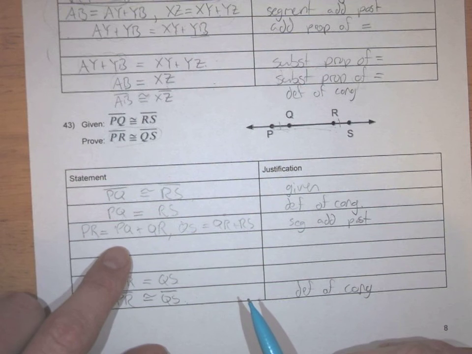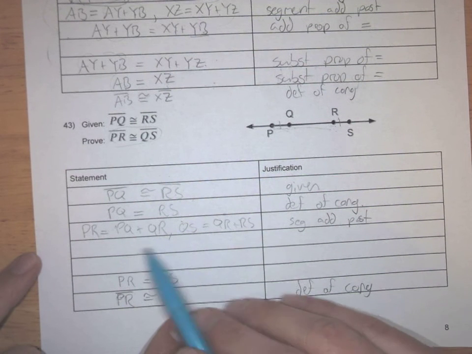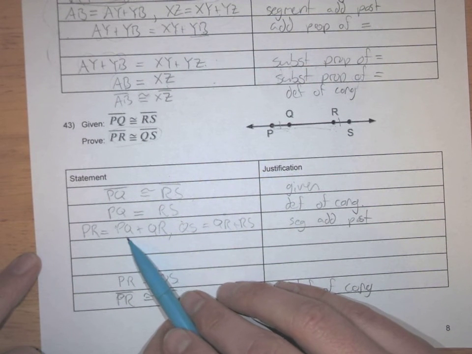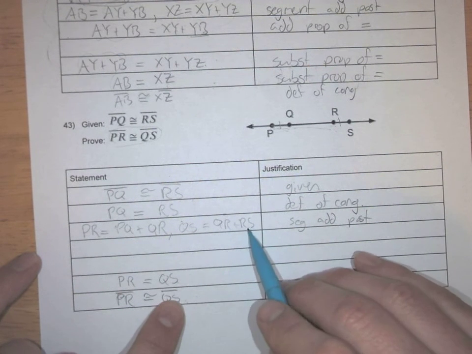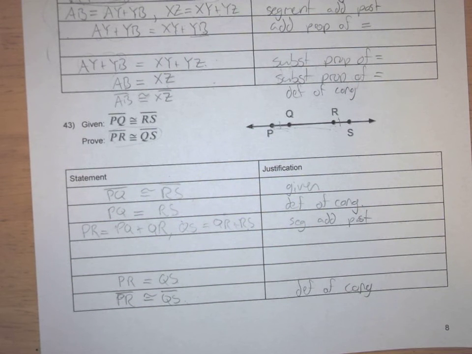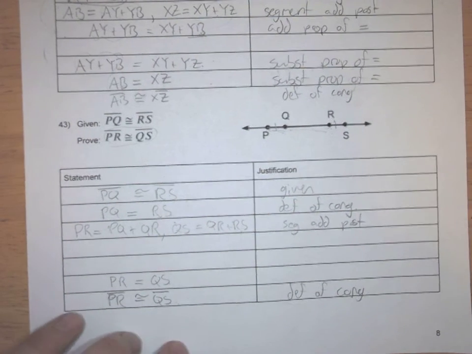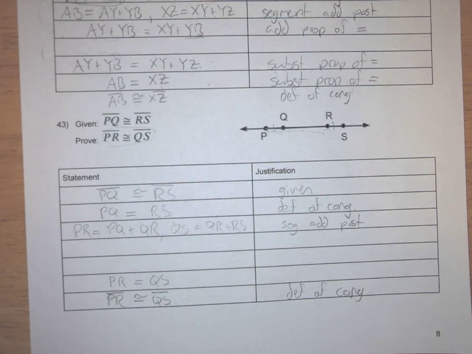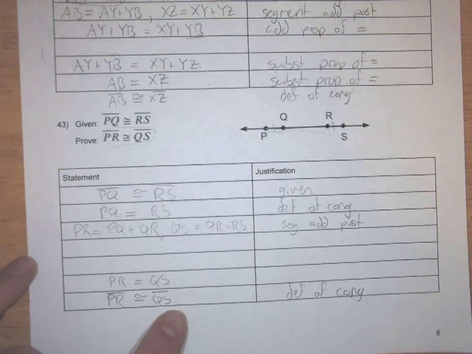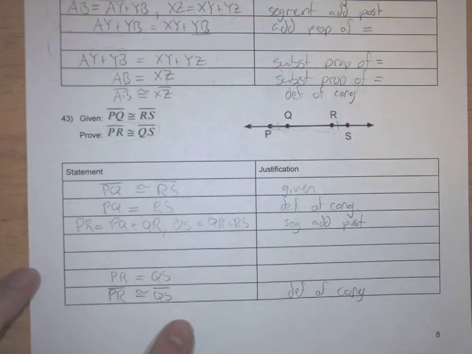So this PQ and this RS are equal to each other. So that's something we know. Sorry, I got stuck. Where is our next step? It's going to be a substitution. Okay, let's see if we can work backwards. Oh, I know. It's going to be the addition property of equality. That's what we're going to do.